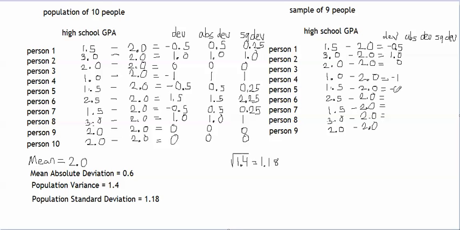We now have to get the squared deviations. They're going to be just the first 9 squared deviations that we have in here, because these 9 people are the same 9 people that we have over here.